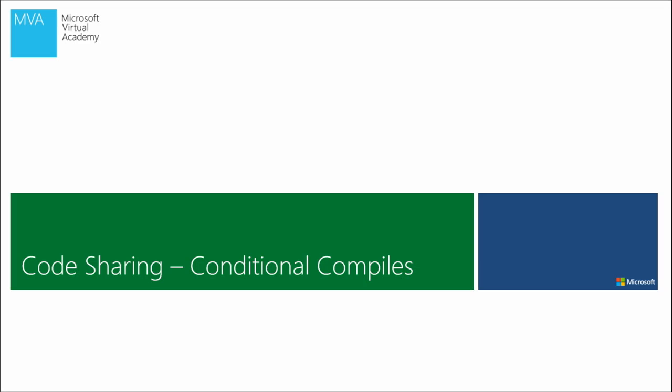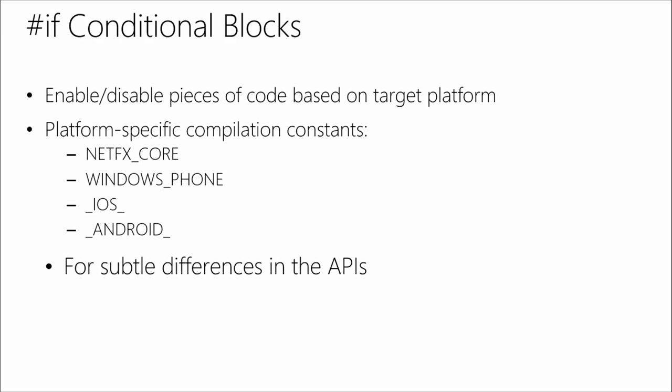So now, we have some existing code from the iOS app, so we want to look at some initial code sharing techniques. The first one is conditional compiles. With conditional compiles, you have an ifdef block. Essentially, you can enable or disable pieces of code depending on which platform you're on.